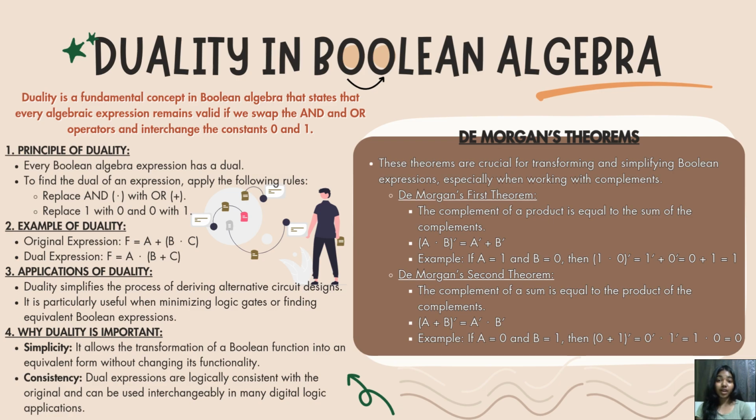In the slide, you can also find De Morgan's theorems, which are very crucial for transforming and simplifying Boolean expressions, especially when working with complements. De Morgan's first theorem states that the complement of a product is equal to the sum of the complements. That is, A dot B, the whole complement, is equal to A complement plus B complement. De Morgan's second theorem states that the complement of the sum is equal to the product of the complements. That is, A plus B, the whole complement, is equal to A complement dot B complement.